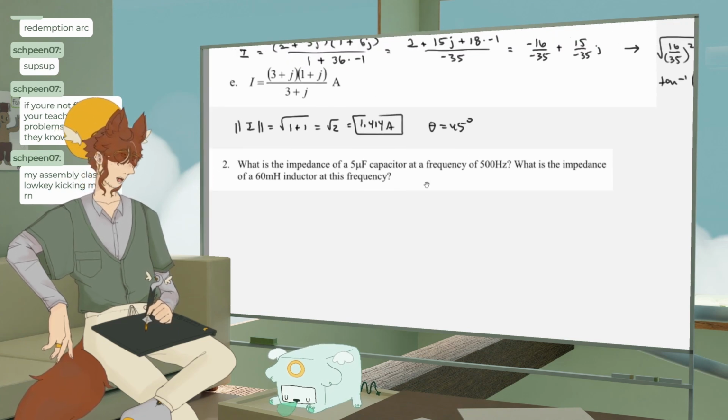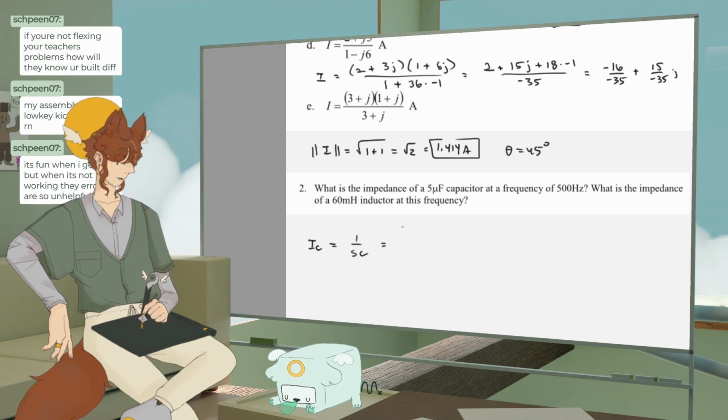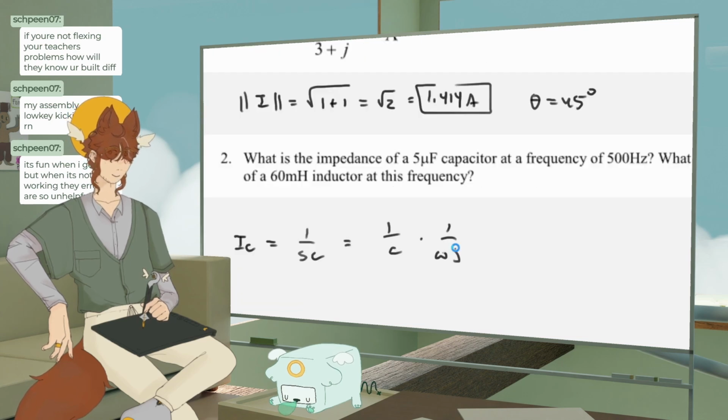We'll get through this. Okay, one thing I know. Impedance of capacitance equals 1 over sC, which equals... wait for it... 1 over C times 1 over omega j. Got him. Know that, I guess.